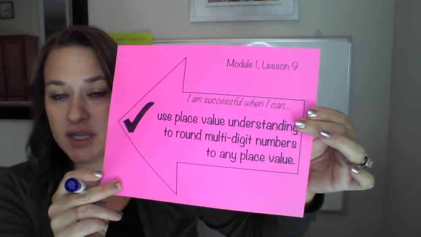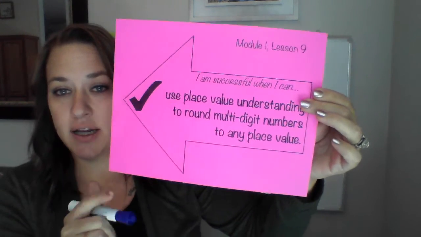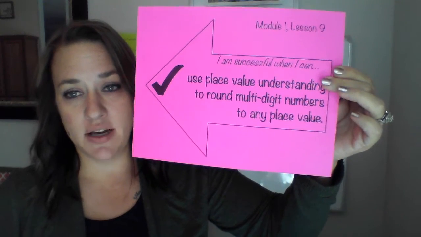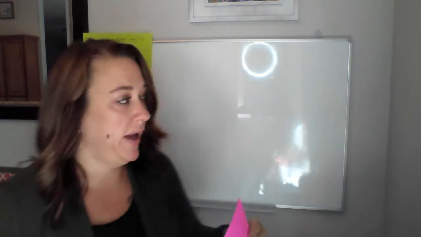Today we're going to be successful when I can use place value understanding to round multi-digit numbers to any place value. So what that means today is that we are going to be rounding numbers to all the place values, but we're going to do it without the number line. So we're going to use our understanding of rounding to do the rounding instead of using that visual model. Okay?